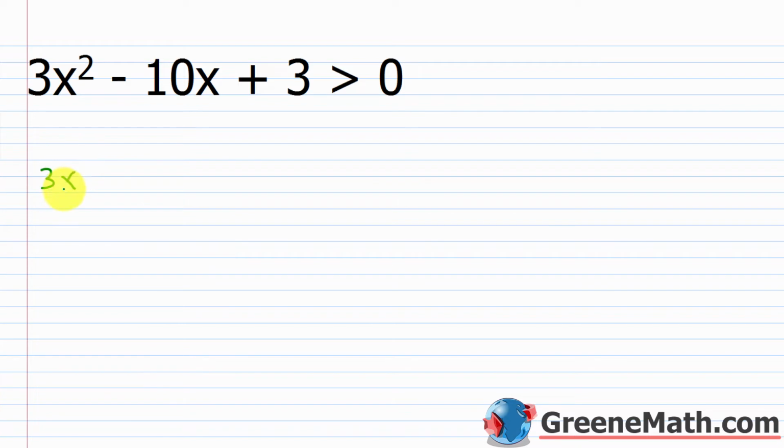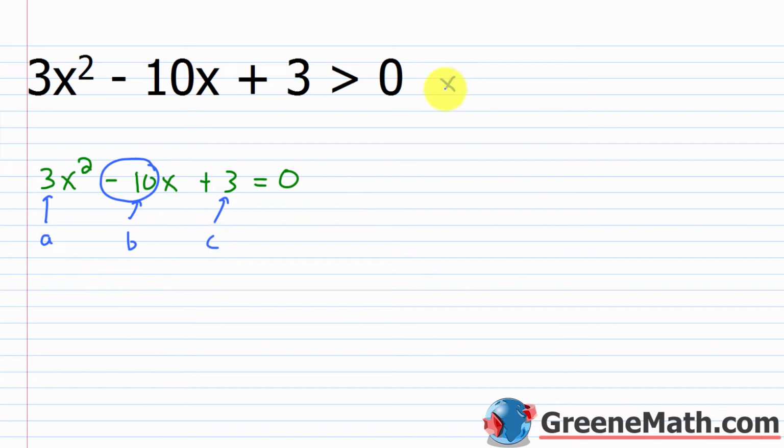So 3x squared minus 10x plus 3 is equal to 0. Okay, so I know that this is a quadratic equation. I can use my quadratic formula to solve this pretty easily. I just want the values for a, b, and c. So a is 3, b is negative 10, and c is 3.